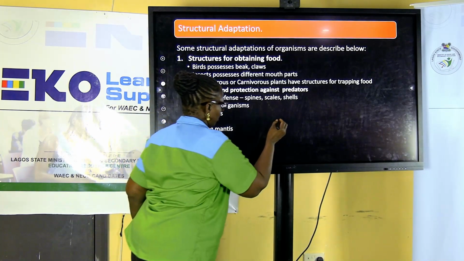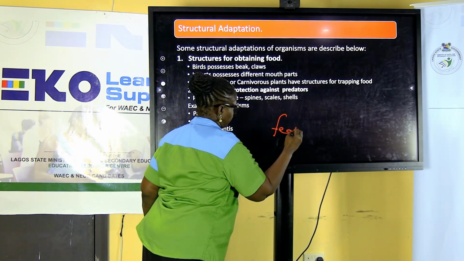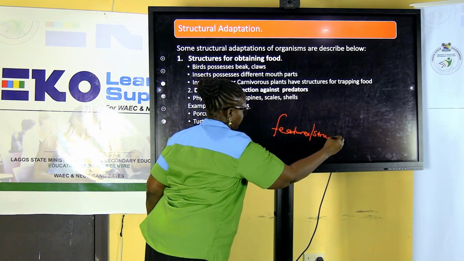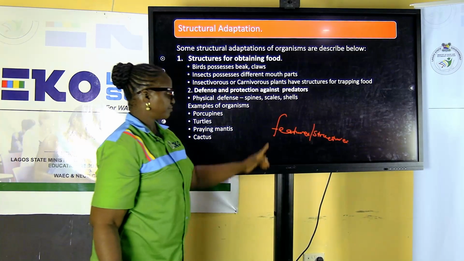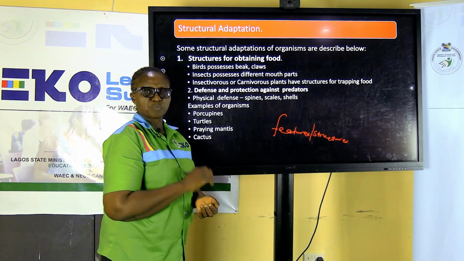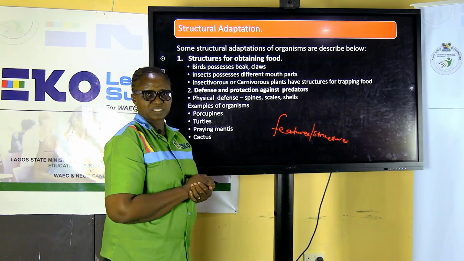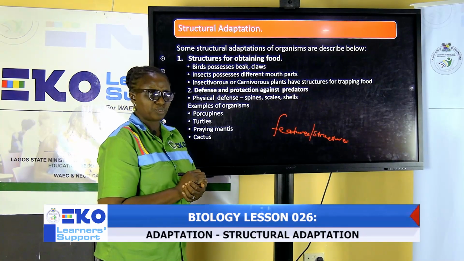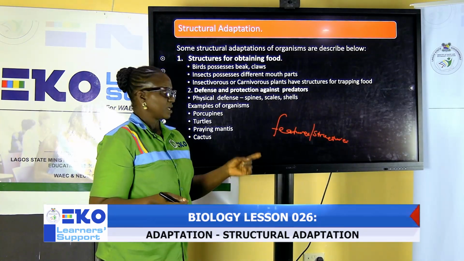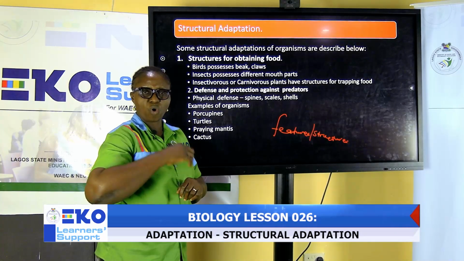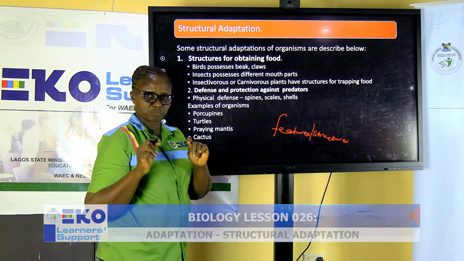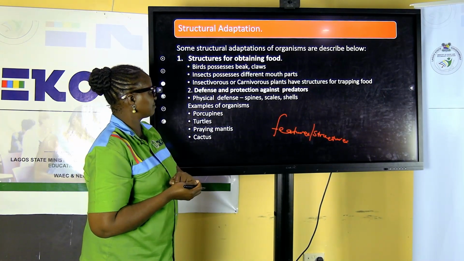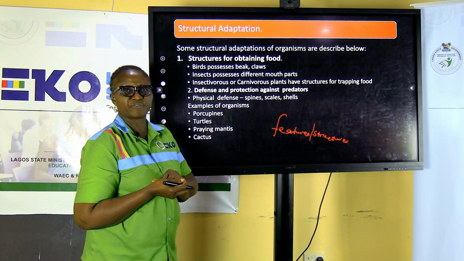Either we call it features, or we call it structures. Features or structures possessed by these different organisms. It can be a plant, it can be an animal. What will these features or structures do for them to survive? They use different structures or features to carry out specific functions. So we are looking at some structural adaptations of organisms, and they include the following.